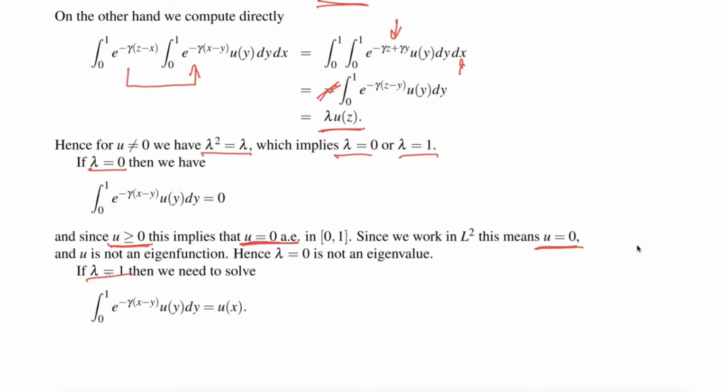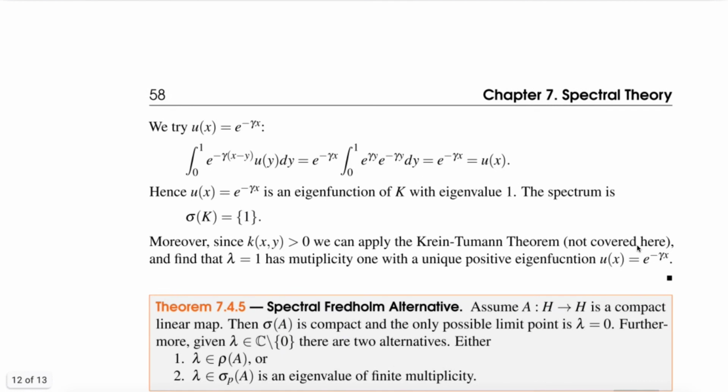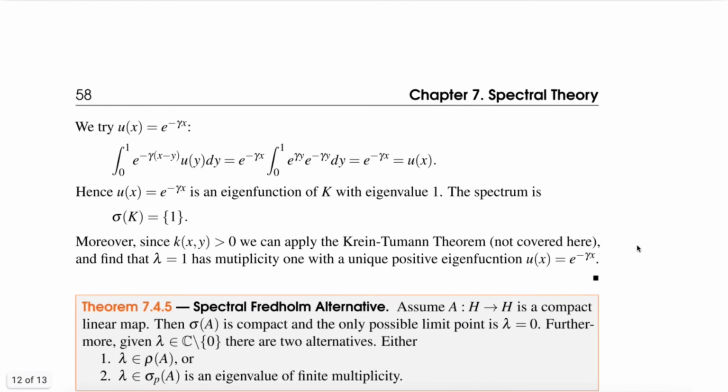If lambda is equal to 1, then we need to solve the integral operator equals 1 times u. Okay, and how to do this? In this case, you just take an educated guess. You just try something. So let me show what you try on the next page. We try u equals e to the minus gamma x. So we just sub it in. Instead of u, we sub in e to the minus gamma x.